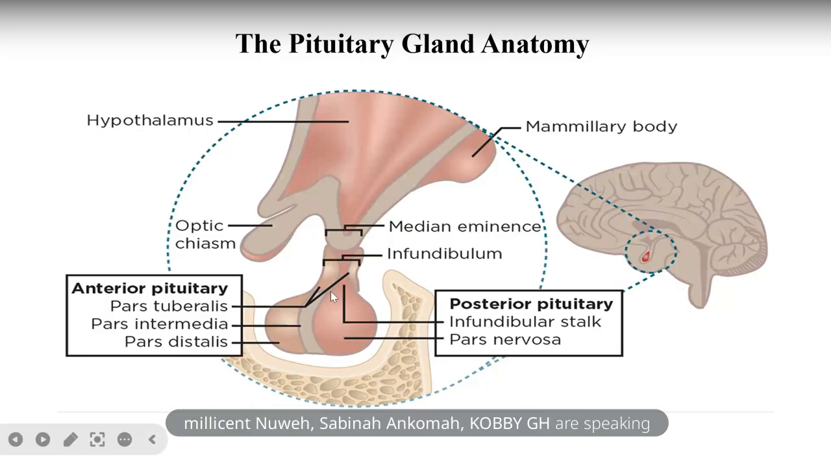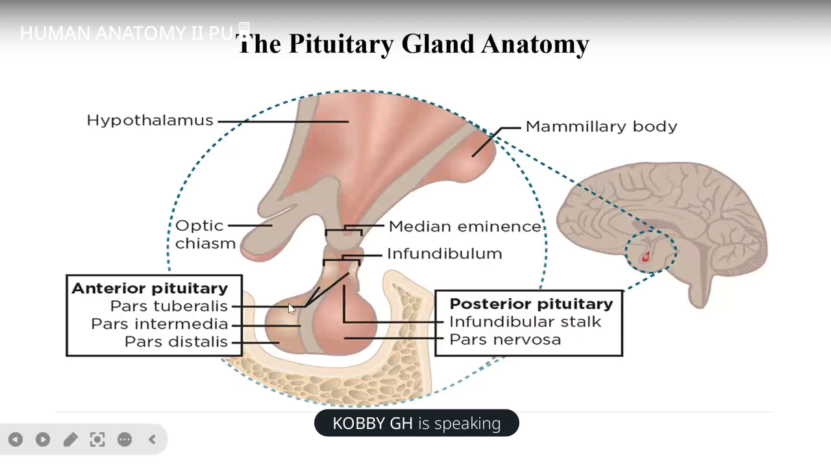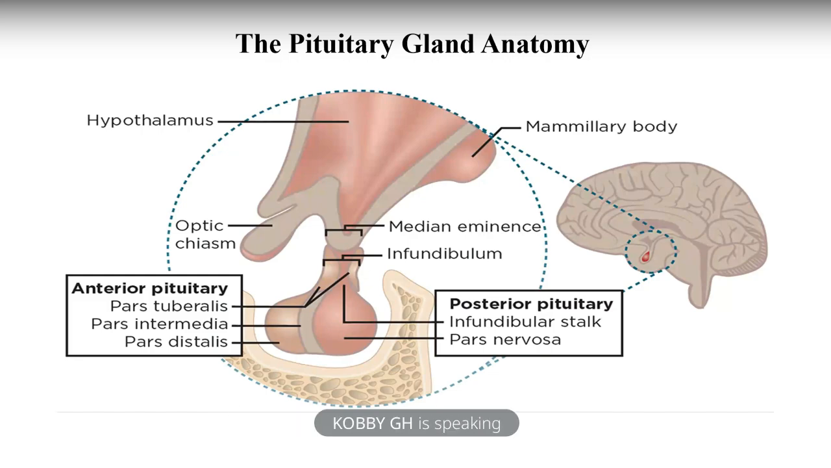Now, if I ask you which portion of the anterior pituitary is closest to the infundibulum, what will be your answer? Pars tuberalis. Which portion of the anterior pituitary is far away from the infundibulum? Pars distalis. What is the anatomical name given to the main body of the posterior pituitary? Pars nervosa. Those are some questions that we can ask you on the pituitary gland.